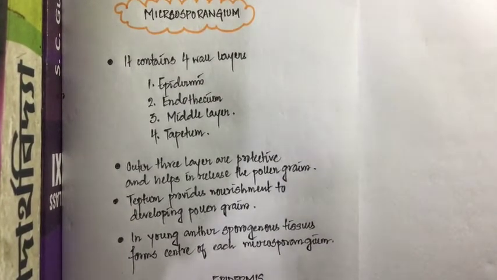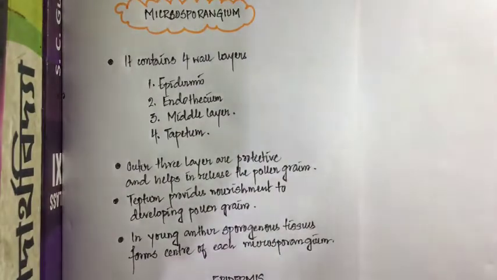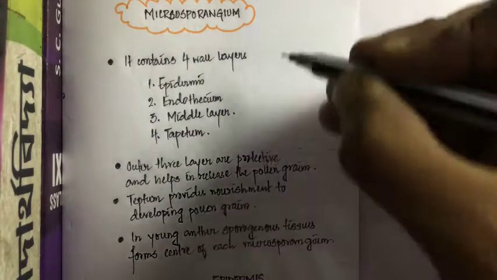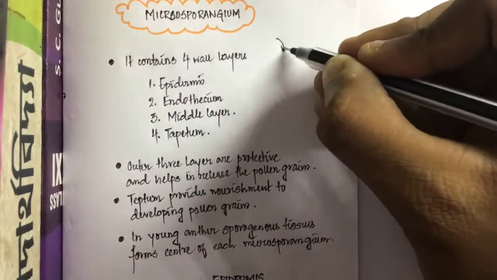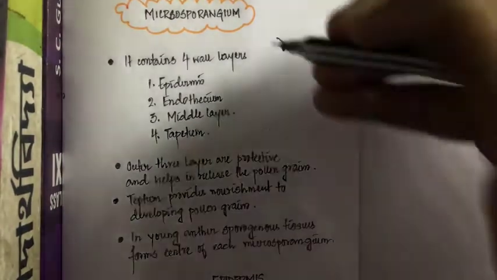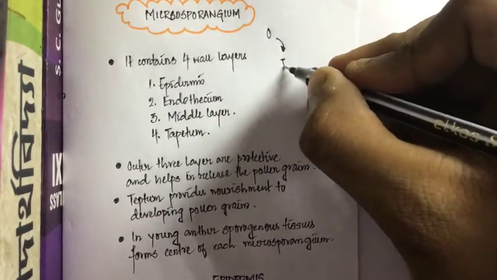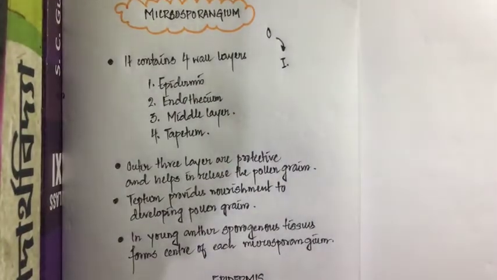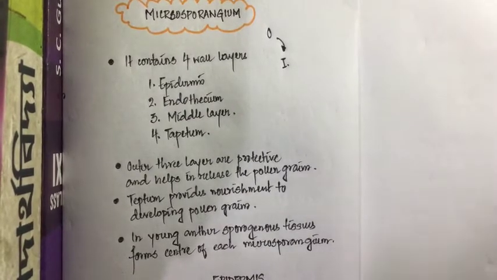Now in case of these microsporangia, how many layers are found? There are 4 different layers. What are the 4 different layers? Always remember, whenever we are discussing these layers, layers are always defined from outside to inside. So from outside to inside, the first layer is epidermis. The second one is endothecium. Third one is middle layer. Fourth one is tapetum. Very simple.